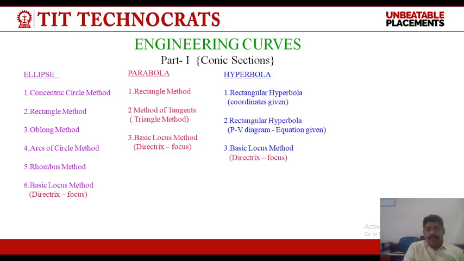Third one is hyperbola. First method is rectangular hyperbola, that is the coordinate system. Second one is the rectangular hyperbola with the help of PV diagram. And the third one is the basic locus method, that is the general method.